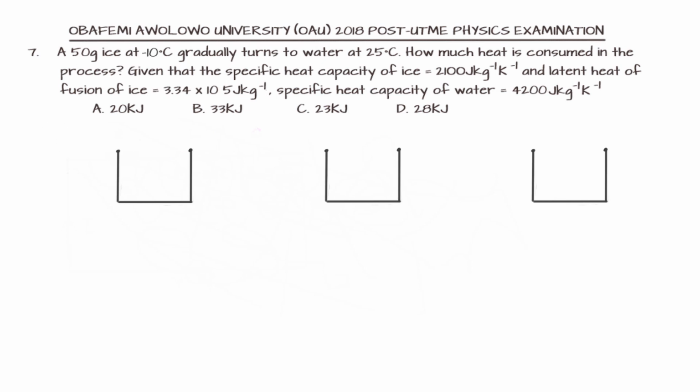Now, if we are looking at the 3 stages that the process will undergo, we have the stage at which the ice is at minus 10 degrees Celsius, then 0 degrees Celsius where we have the transition from ice to water, and then the water being heated up to 25 degrees Celsius. It will transition through each of these stages. So in the first instance, we want to indicate our ice. Let's say we have the 50-gram ice, which we have already found to be 0.05 kilogram.